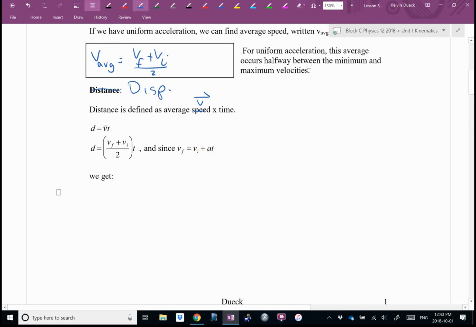I'm going to do this again for a reason. What does VF equal? VI plus AT. So wherever I see a VF, what can I replace it with? VI plus AT. I'm going to do that right there. And I'm going to get D equals VI plus AT, and then that second VI drops down like a domino, all over 2 times T.